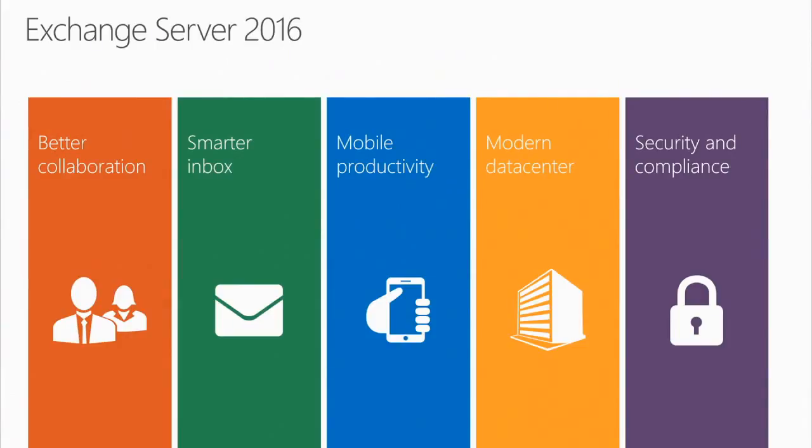So today we'll tour 5 categories of innovation that make up Exchange Server 2016, starting with better collaboration, including a new approach to attachments that helps get rid of version control nightmares. A smarter inbox, one that's more personalized and more helpful. Mobile productivity, making email on phones and tablets better so you can get more done on the go. And then specifically for IT, enhancements in the modern data center with architecture improvements that make it easier for you to run Exchange. And finally, security and compliance, expanding Exchange's built-in protection, legal and regulatory capabilities.